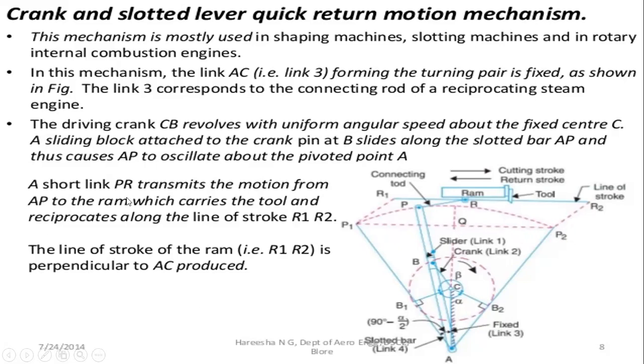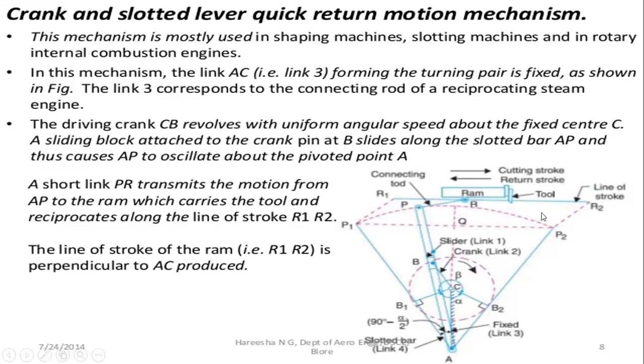Next, a short link PR transmits the motion from AP to the RAM. So PR means P is the endpoint of the slotted bar and R is the RAM position. So PR is the connecting rod which is used to transmit the motion from AP to the RAM. AP అంటే మనకు స్లాటెడ్ బార్ అమ్మ. ఈ స్లాటెడ్ బార్ నుంచి RAM కి మనకి మోషన్ అనేది ట్రాన్స్మిట్ చేయడానికి PR అనే కనెక్టింగ్ రాడ్ అనేది యూజ్ చేసుకుంటాం, which carries the tools and reciprocates along the line of stroke R1 R2.